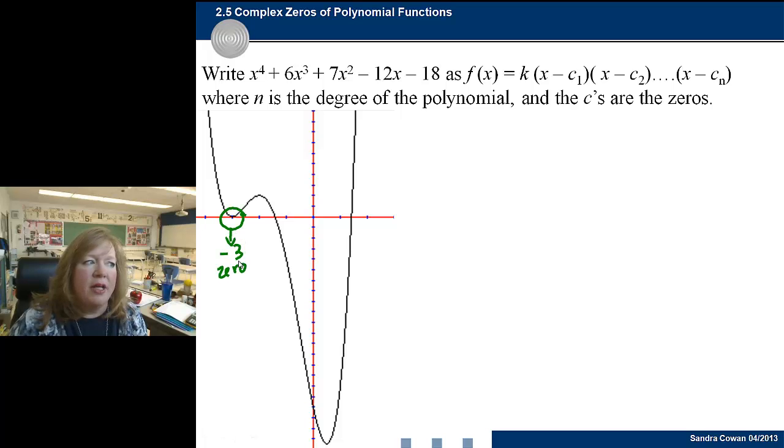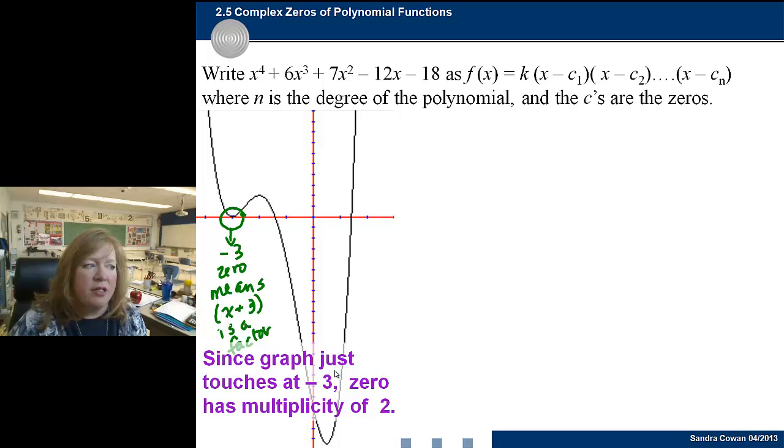So right here, -3 is a 0. So right away, we know x plus 3 is going to be one of these linear factors. But not only is it a 0, it's going to have a multiplicity of 2 because it ricochets back up. So this means that x plus 3 is a factor, and since the graph just touches at -3, the 0 has a multiplicity of 2, which means we're going to do synthetic division with my -3 2 times. 2 times, I tell you.